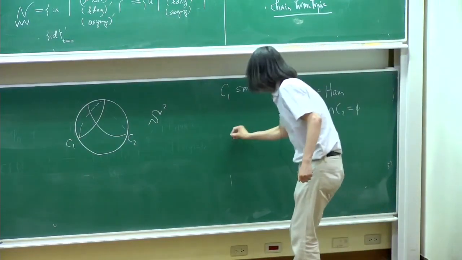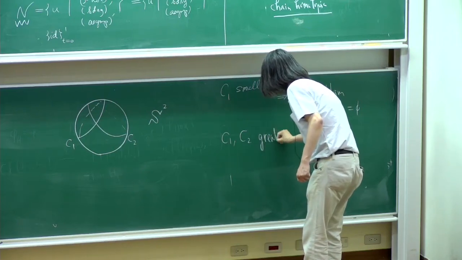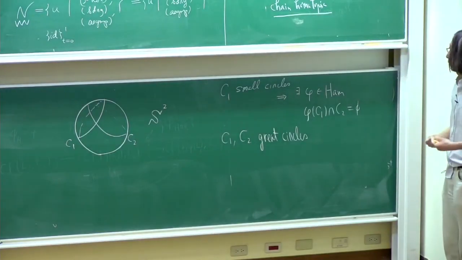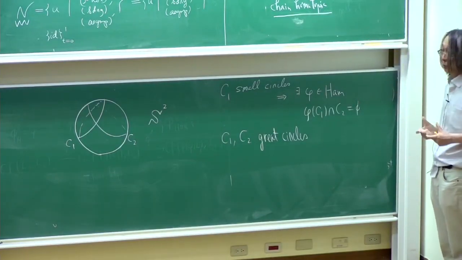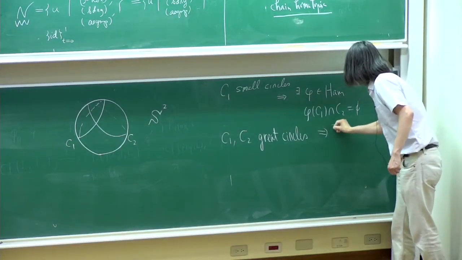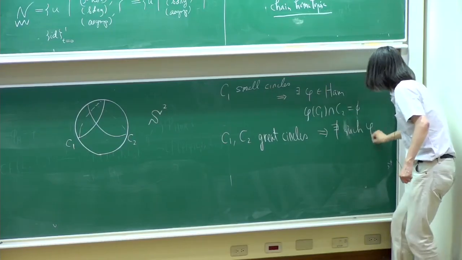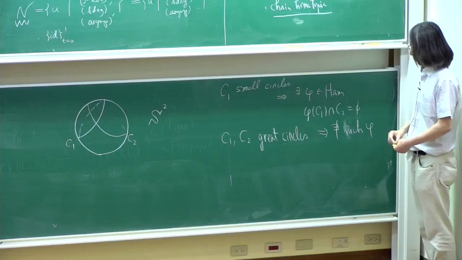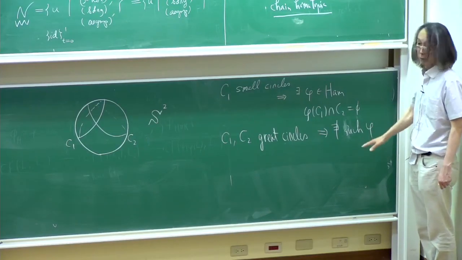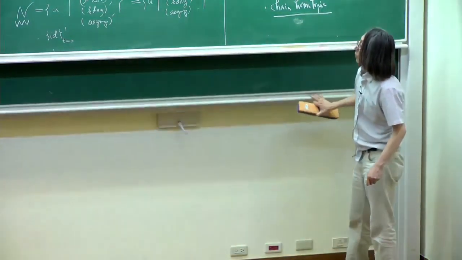And if C1, C2 are both great circles, then in fact you cannot displace them, simply for area reasons. So therefore, there is no such phi. And in fact, in this case, we can define Floer theory so that Floer theory is non-trivial. So I want to discuss it a bit more.